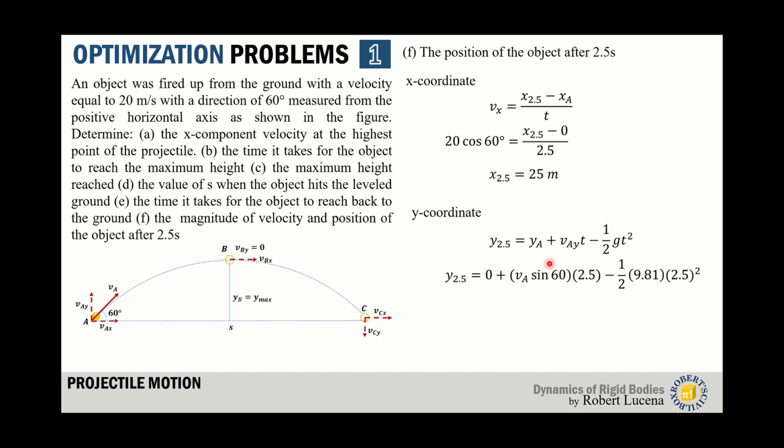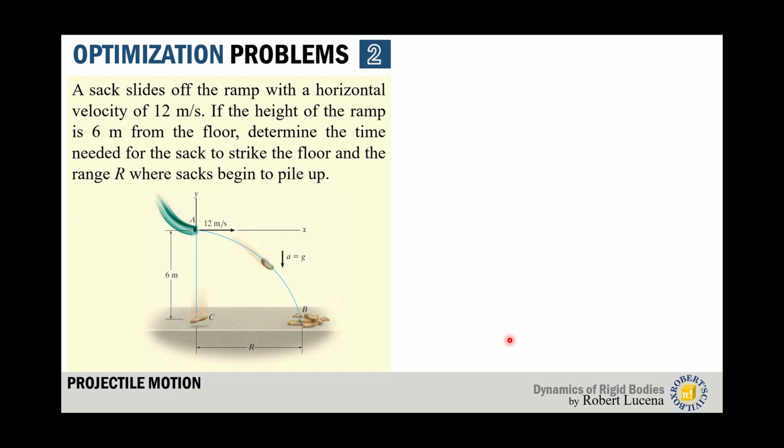So we substitute the values. We have 0 plus the y component of velocity at point A, the time is 2.5, the gravity is 9.81, and the time again is 2.5. So we have y 2.5 is equal to 12.64 meters. So this is actually now your position along x after 2.5 seconds, and this is your position along y after 2.5 seconds. Let's have another problem.